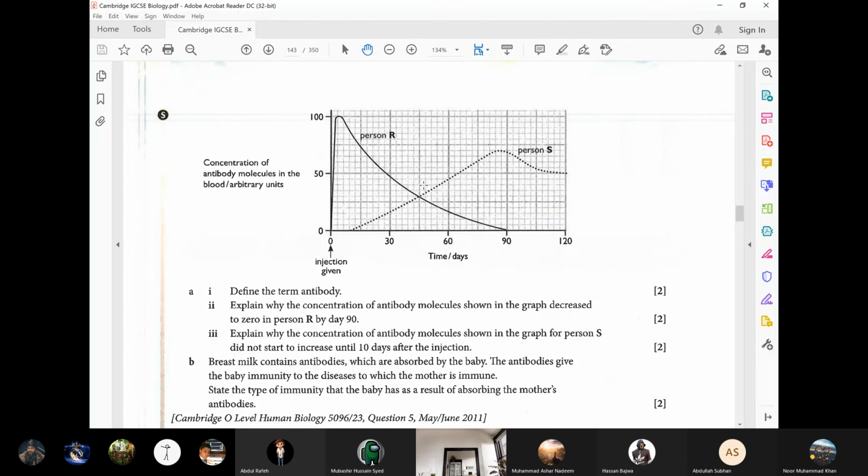Any question, boys? Yes, sir. What was the name of the milk that is given to a baby, with antibodies? Colostrum. Write down the spelling: C-O-L-O-S-T-R-U-M. Colostrum, yellow. Okay, sir. Thank you.